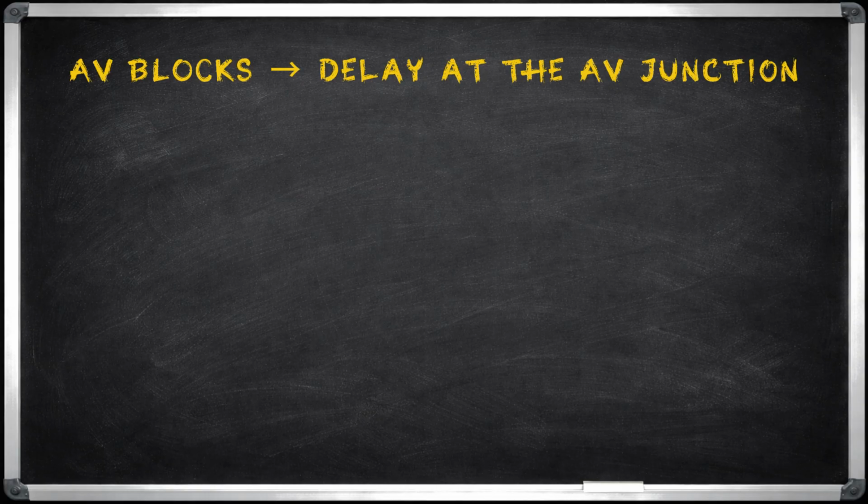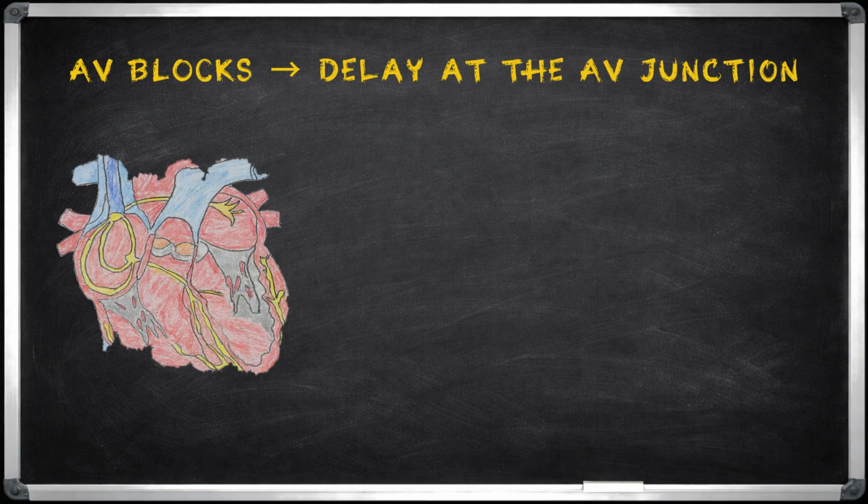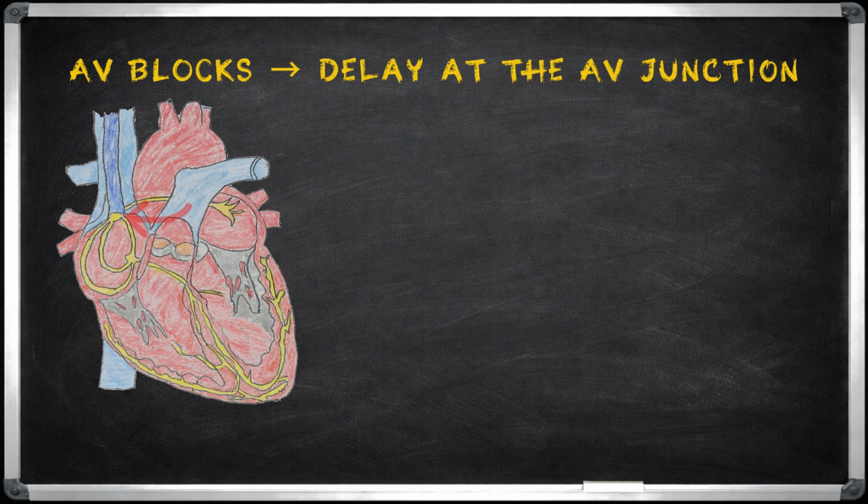Alright, let's start with AV blocks, which means a delay at the AV junction. The impulse starts in the sinus node but can't travel properly through the AV node or the His-Purkinje system to the ventricles. There are 4 degrees, but remember them as 3 groups by danger level.